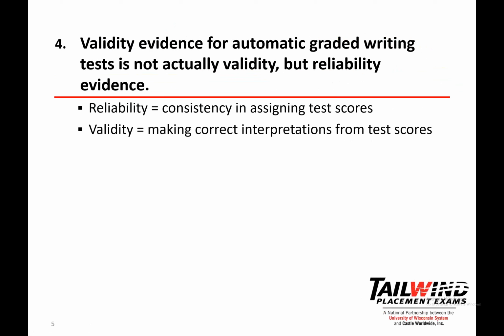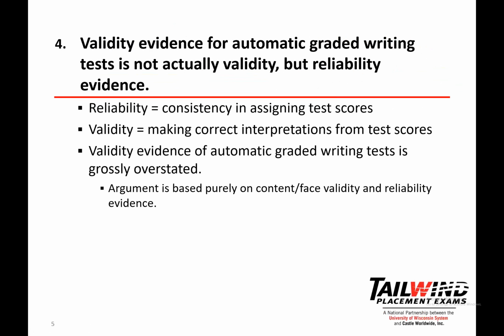So because this argument is essentially evidence of reliability rather than validity, we really feel that the validity evidence of automatic graded writing tests is overstated. What we really have is simply an argument based on face validity. And face validity is assessed simply by looking at an assessment and determining if it appears to be measuring your construct of interest. So in this case, does the writing assessment appear to be measuring writing? Of course it does. But true validity evidence requires much more rigor and gathering multiple points of evidence to show that your instrument is truly predictive of college-level writing, which brings us to our final point.